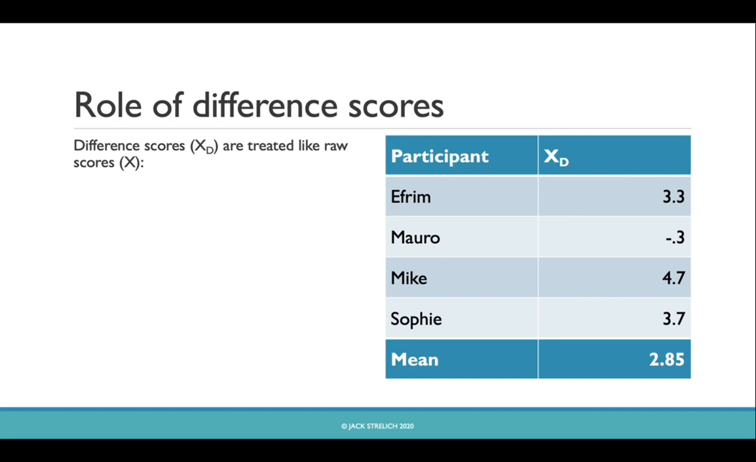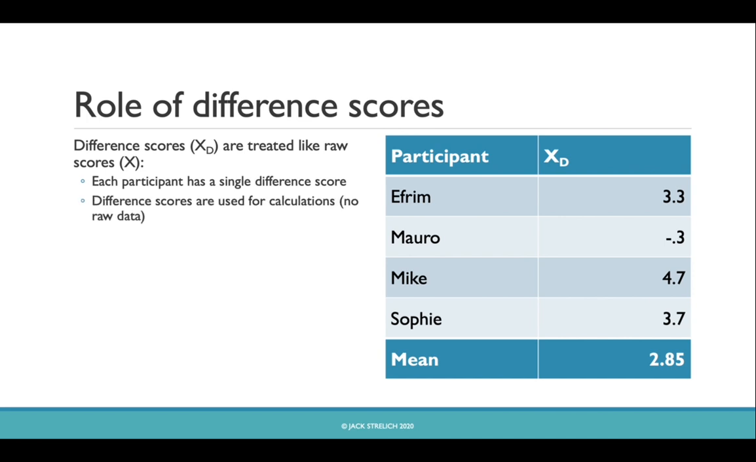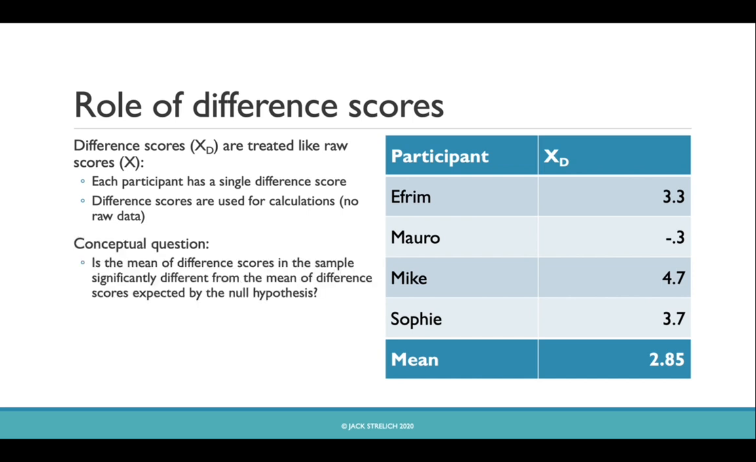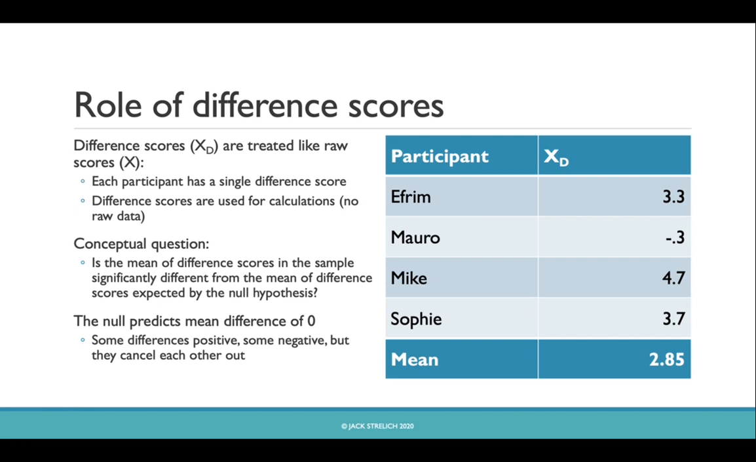Difference scores, represented by x sub d, are treated like raw scores. Each participant has a single difference score, and these difference scores are used for our calculations. We no longer care about their actual responses in each condition. Our conceptual question here is this: is the mean of difference scores in the sample significantly different from the mean of difference scores expected by the null hypothesis? So here, the mean of difference scores in the sample is 2.85. The null, on the other hand, predicts a mean difference of 0. Some differences will be positive, some will be negative, but in the long run, they all cancel each other out.